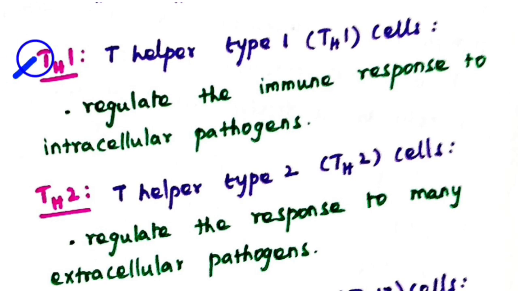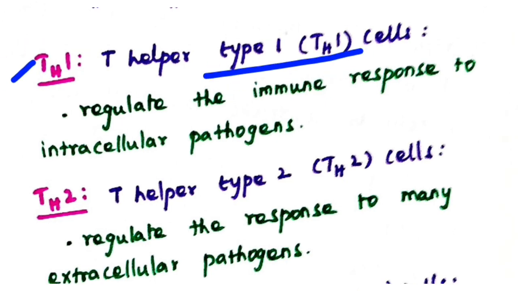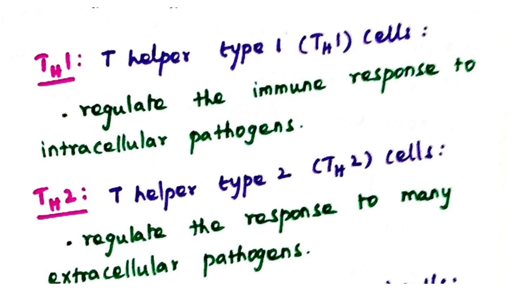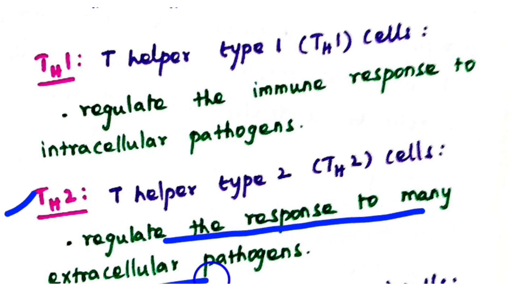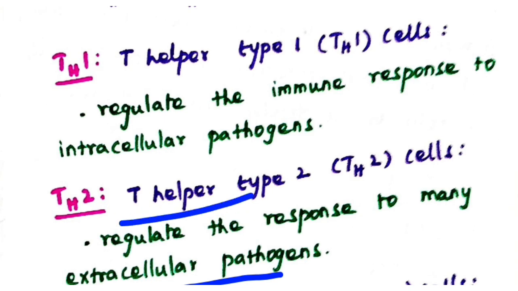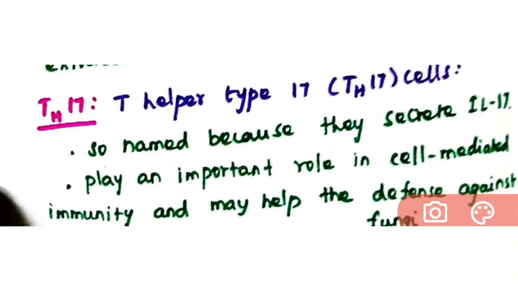So the first type is TH1 that is T helper type 1 cells which regulate the immune response to intracellular pathogens. Okay, then T helper type 2 cells regulate the response to many extracellular pathogens. So immune response to intracellular pathogen is regulated by T helper type 1 cells. Then immune response to extracellular pathogens are regulated by T helper type 2 cells. Okay, so T helper type 17.